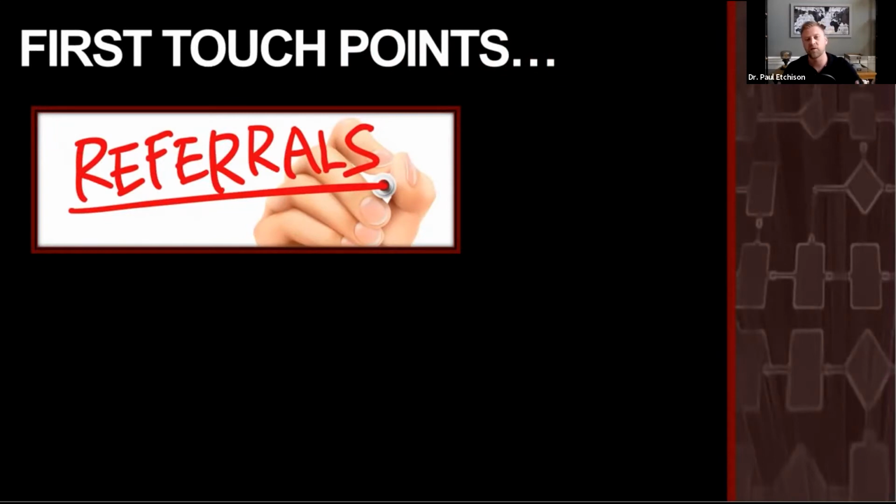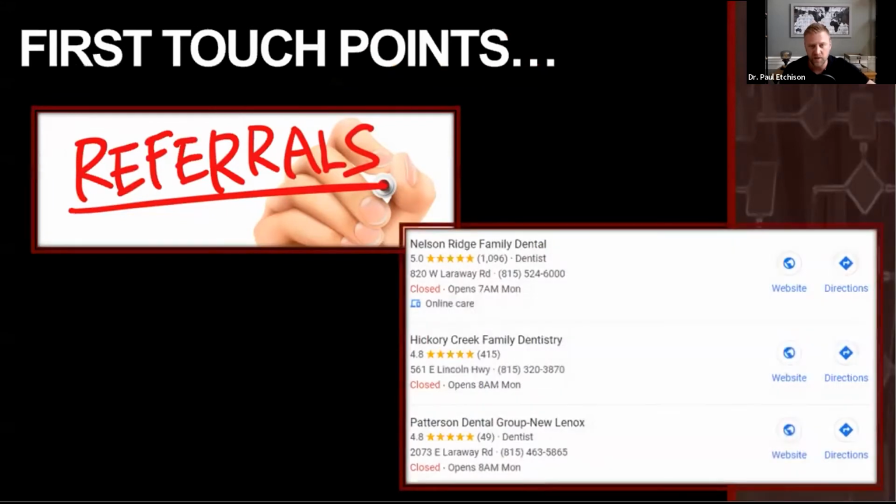Now, if they're not getting a referral from a family member or friend, they're usually typing it into Google. And this is what happens when you type in New Lenox Dentist into Google. When you look at these top 3 practices here in my area, who are you going to choose? Are you going to check out Hickory Creek Family Dental? They're a little lower. It's 4.8. It's really great.